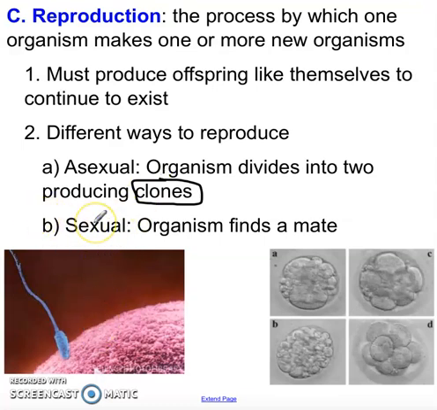Now, sexual reproduction means that the organism literally has to find mates, and we have this combination of the sex cells combined, and as you can see here in this picture, with sperm and egg. So sexual just means that you need a mate, or you need another adult, basically, like another parent. Okay.